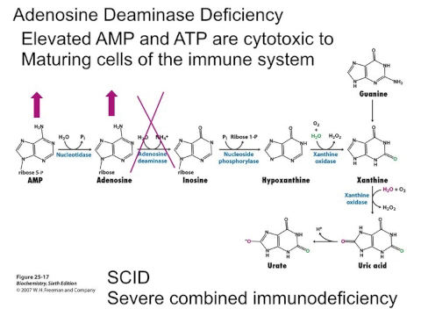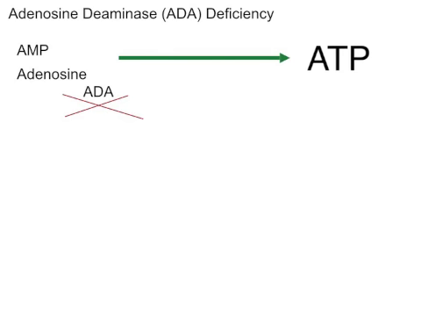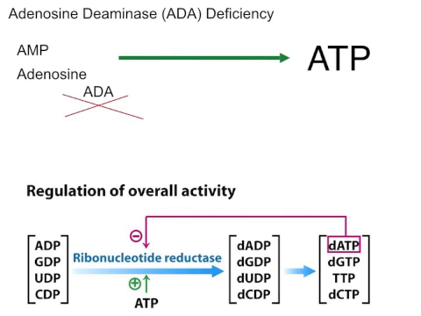Adenosine will build up and AMP will build up. Because of the ADA deficiency, the road from AMP and adenosine to inosine is blocked. Therefore, these intermediates, AMP and adenosine, will feed into the production of ATP. Now we know that ATP is a positive regulator of ribonucleotide reductase.